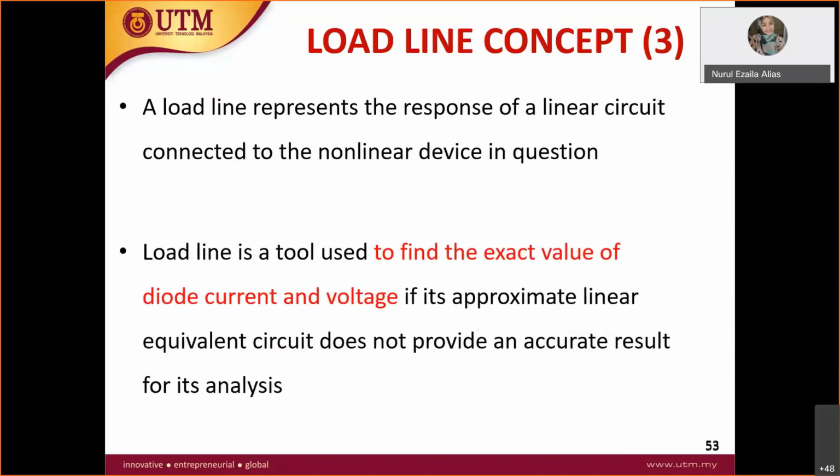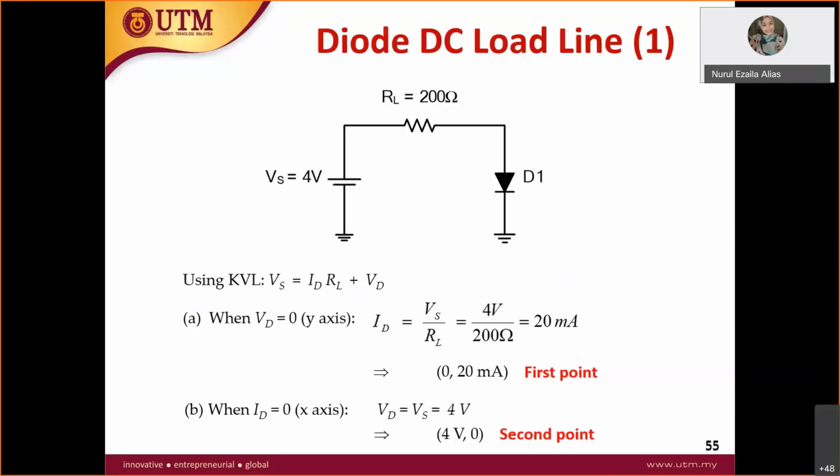A load line actually represents the response of a linear circuit connected to the nonlinear device in question, and it also helps to find the exact value of the current and voltage. The exact value of the current and diode voltage means ID at the operating point and VD at the operating point. We don't know the values yet. You have to find them by using the graphical method. So what are the steps for the graphical method?